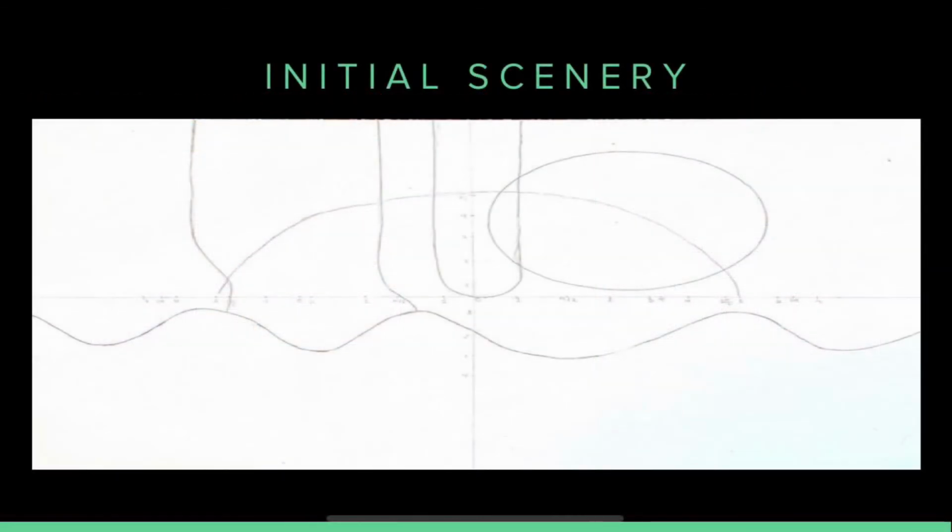Now moving on to our initial scenery. This is how our drawing started. We drew it by hand, so this is like a scan of our poster board. You see how we did the ocean, the sun, the rainbow, the tree, how we basically put every graph onto our scene, which was the rainforest.